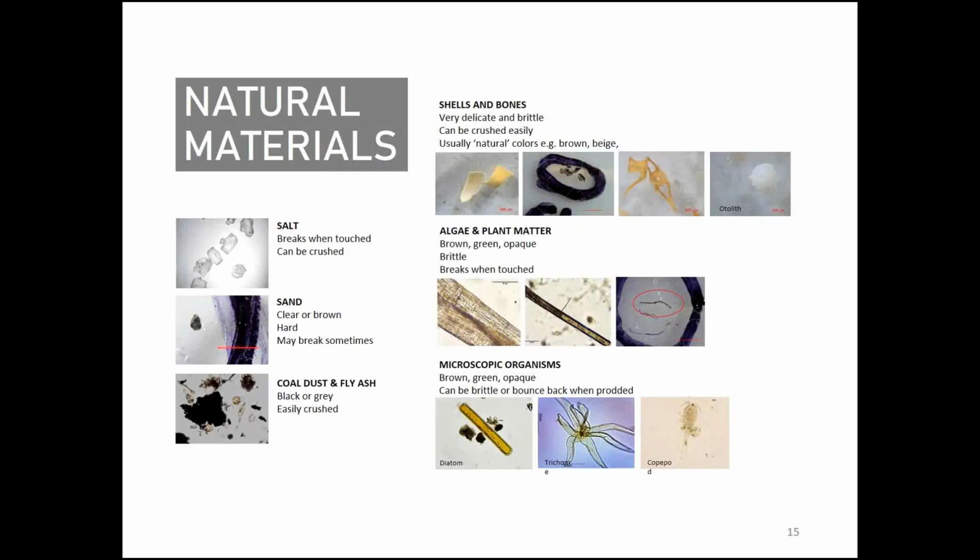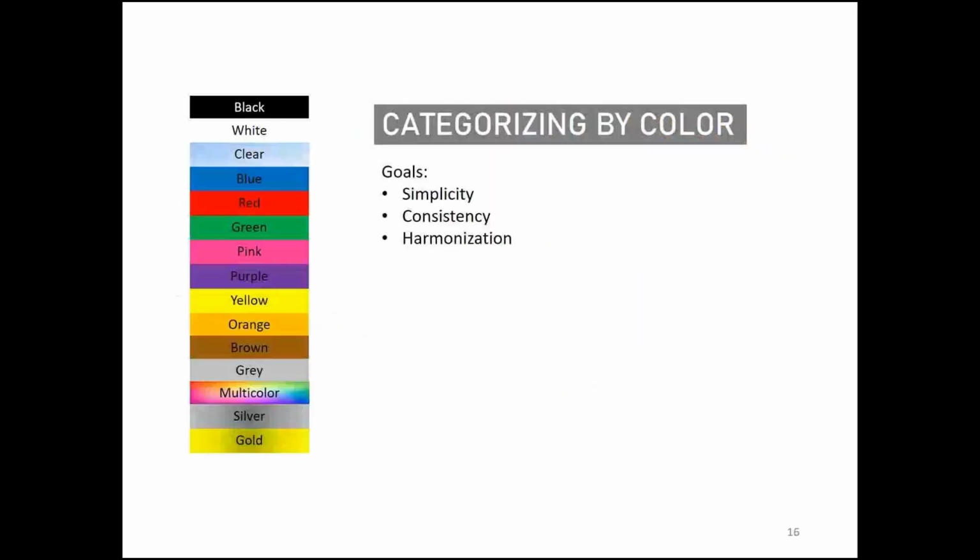Next slide. And then we also have on our morphology key in our lab lots of examples of natural materials that might be mistaken for microplastics. And this is a useful tool for students to look at when they're seeing something under the microscope that might be fishy. Next slide.